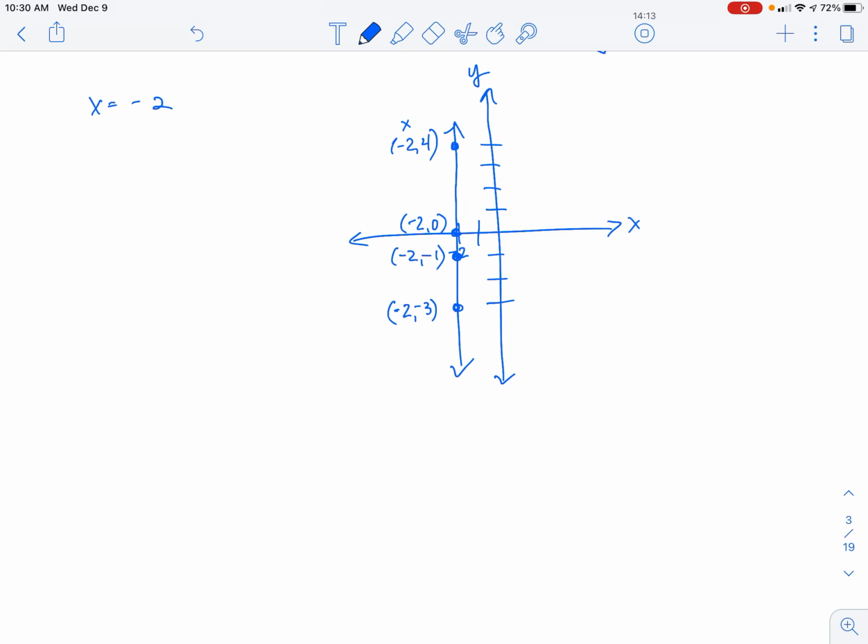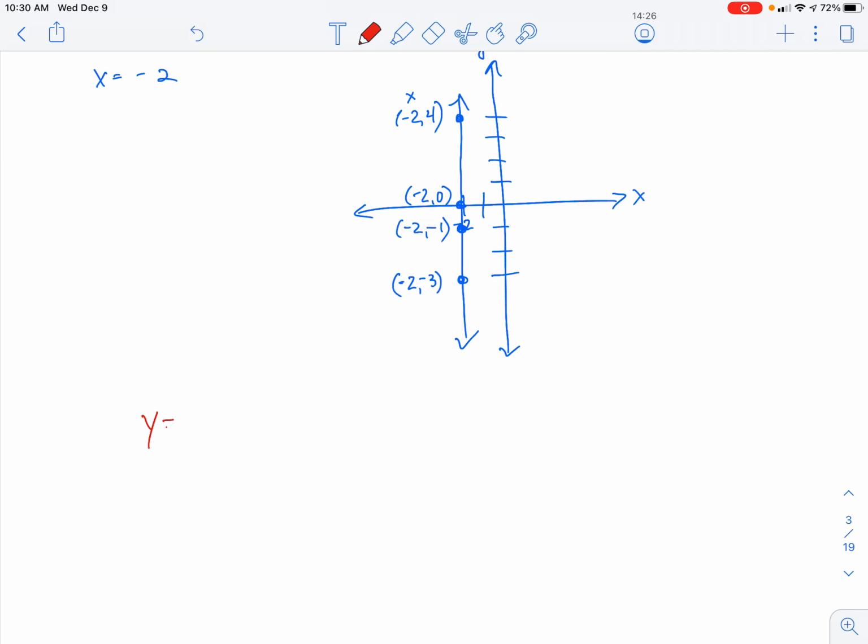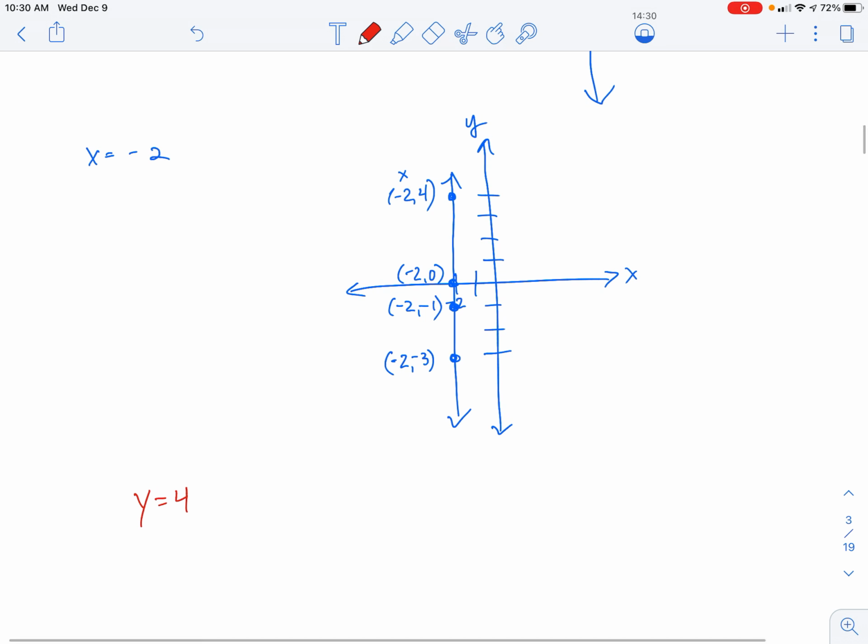Well, what about when we have something going across on the y-axis? I'm going to do this one in red. What if I have y equals 4? What is that going to look like? Well, that one's going to cross the y-axis at positive 4. So that one's going to look like this.